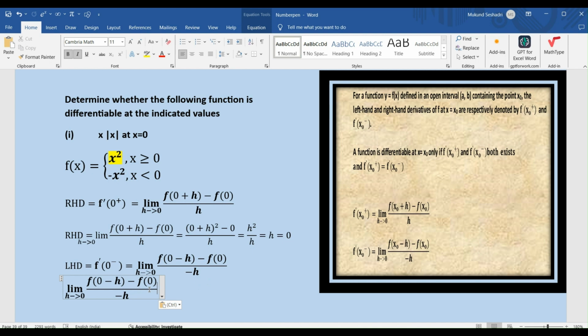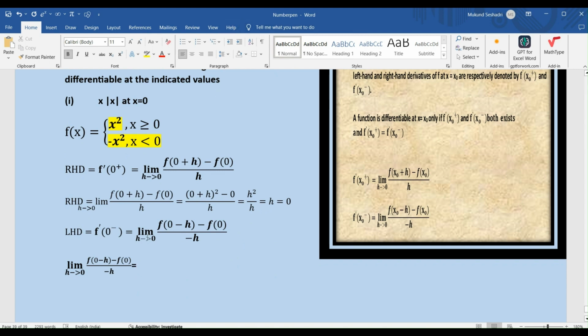And what do we mean by x naught minus? X takes a value which is lesser than x naught by an infinitesimal h, right? And that is why my x gets replaced by 0 minus h, which means my x is lesser than 0, and therefore I'll have to pick up this function which is minus of x square, right? So I will have to replace x by 0 minus h the whole square, right? So let me do that.